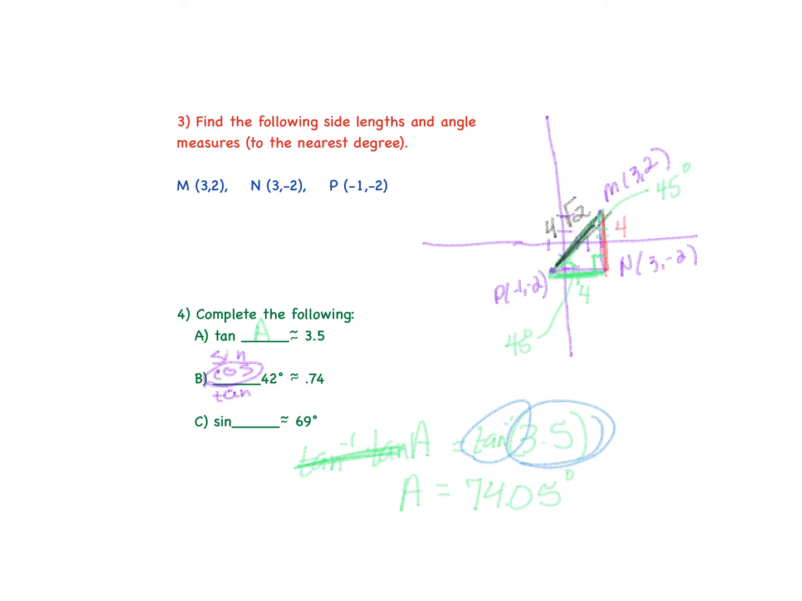Sine of what angle equals 69 degrees? Or the sine, actually that is the angle, right? So we know that the angle is 69 degrees. And so I need to know what am I looking for to get 69 degrees? So I'm working it backwards, right?